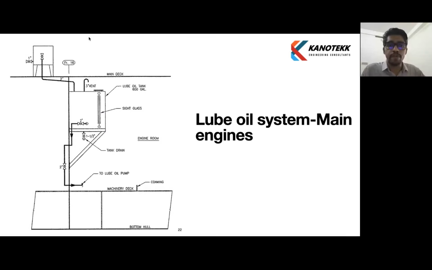In the detailed view, like for the main engines, above the main deck is the bunkering station, feeding the lube oil tank. In this particular detail, just a capacity is shown, like 600 gallons. It can vary depending on the rig design.